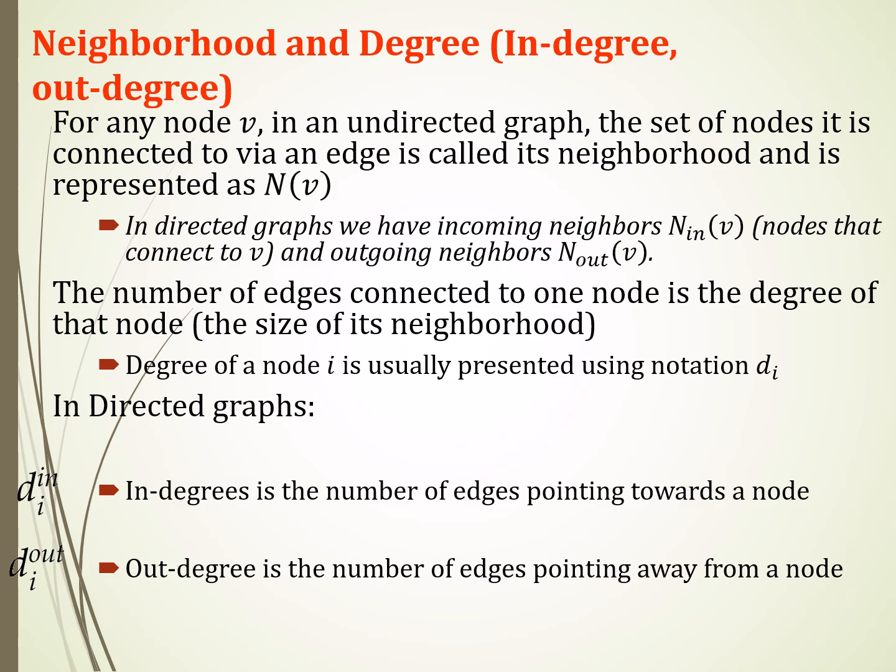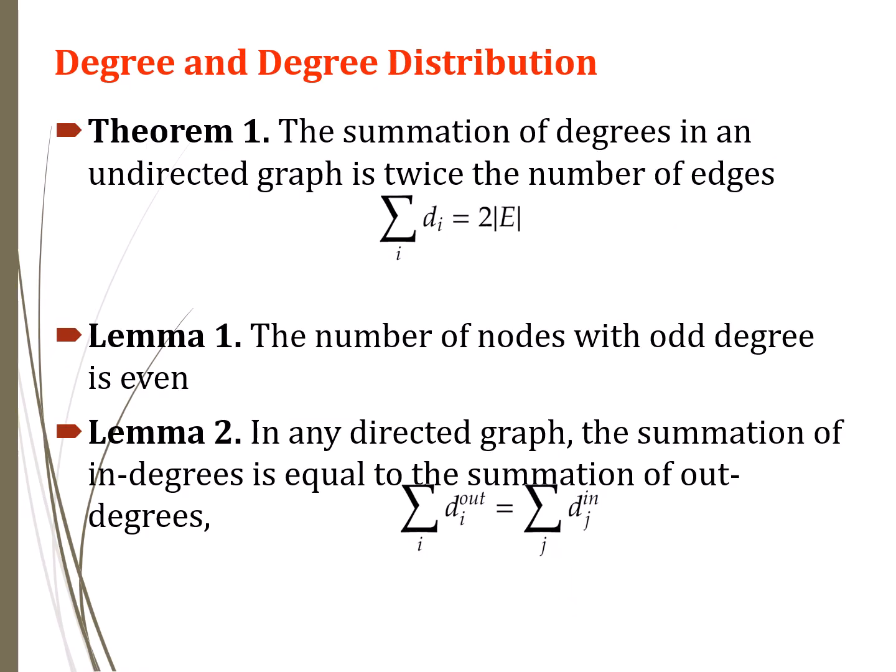So the next one is the degree theorem. There are three important rules. The first one is that the sum of all node degrees equals twice the number of edges. Why? Because every edge connects two nodes. The number of odd degree nodes is always even. In directed graphs, total in degree equals total out degree. These are the frequently asked questions related to degree theorems.